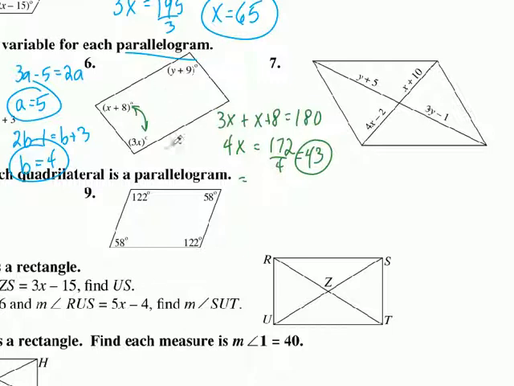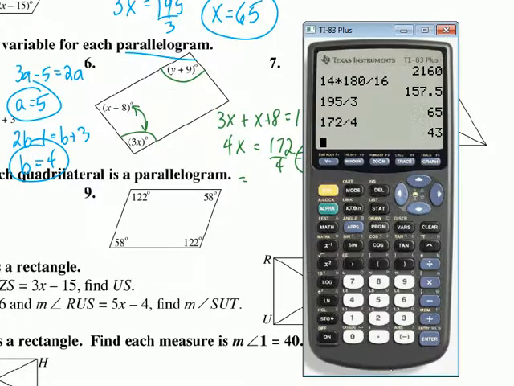So let's do this. Let's figure out what this angle is right there, and this angle is going to be the same angle. Remember, they're equal to each other. So 3x. So 3 times 43, and that's 129.